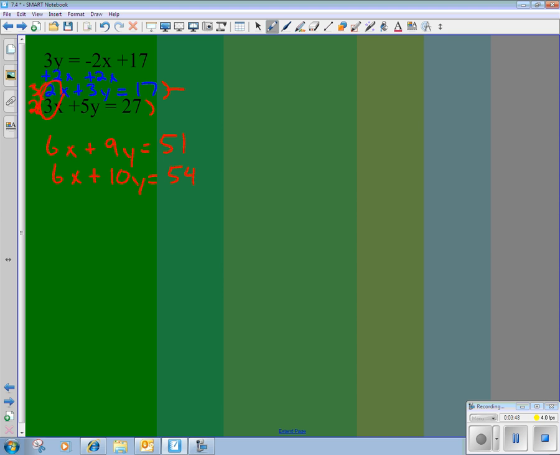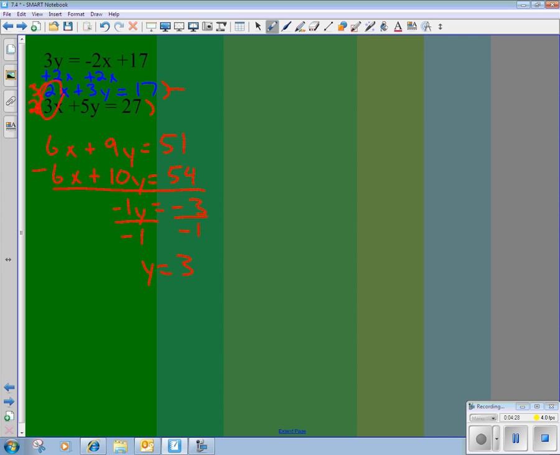You have to pick wisely so you don't get stuck with numbers that don't work. You have to make sure they equal correctly. All right, now we figure out, do we add or subtract? Since our 6x and 6x are both positive, they're the same, we are going to subtract those two from each other. Subtraction will have a negative sign out front. 6x minus 6x gives us nothing. 9y minus 10y gives us a negative 1y. And 51 minus 54 gives us a negative 3. Again, we're going to divide by negative 1, and y equals 3.